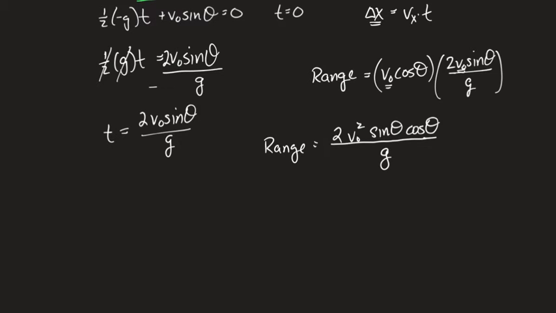This is the range equation. It's not particularly useful in this form, but at least you don't have to solve for time. If I told you that I launched something at 25 meters per second and an angle of 65 degrees, you could put 25 in here and 65 in here and in here, and you could bust it all out and figure out where it lands.